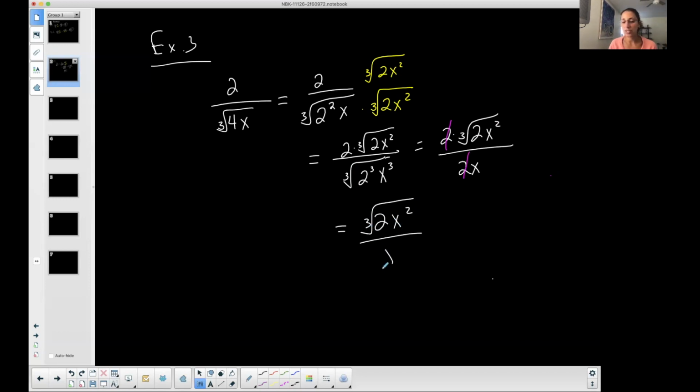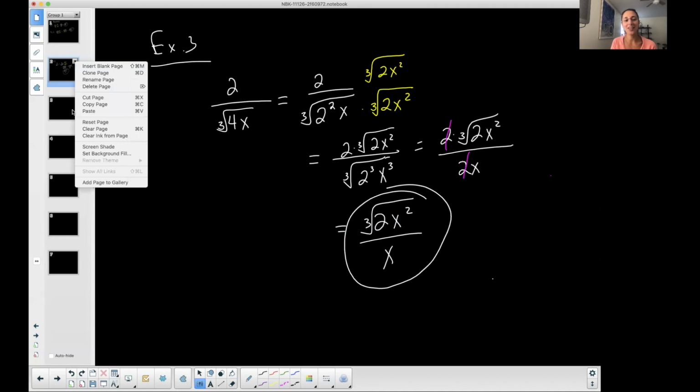So the 2's are gone and I'm left with the cubed root of 2x squared on top, and then the 2 cancel, so just x on the bottom. I could not cancel the x's because one of them, or 2 of them I should say, squared, x times x, is under the radical, and this one is not. So I can't cancel the x's, and therefore, this is my final simplified, rationalized, radical expression. I divided these, this is what I got. I rationalized, this is what I got. It's simplified, okay? Obviously, a lot of different terms.